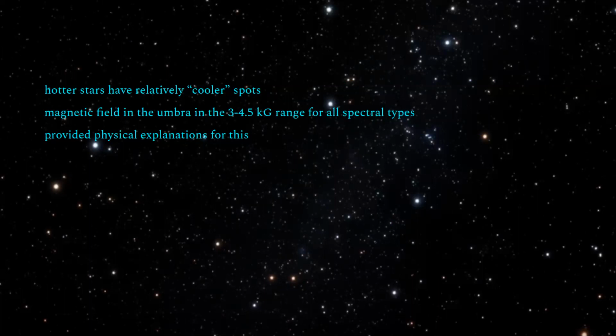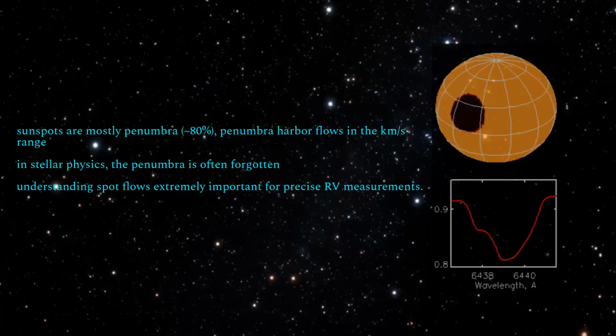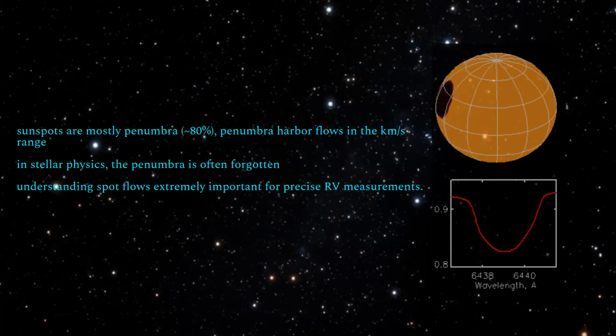We don't see a wide variation in the umbral field strength. And I also provided physical explanations for this. And if you want to learn more, you can go look up the paper online. So now, as you might have noticed in the previous simulations, there was not a fully developed penumbra, and this was because of our boundary conditions.